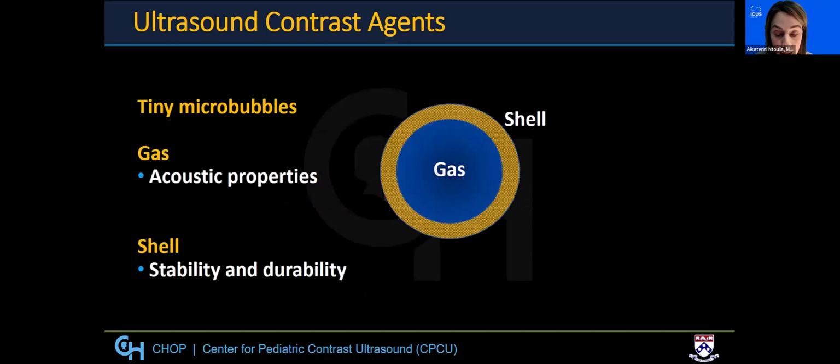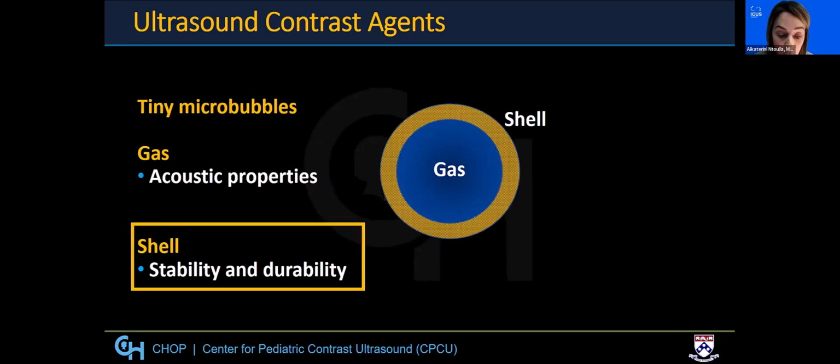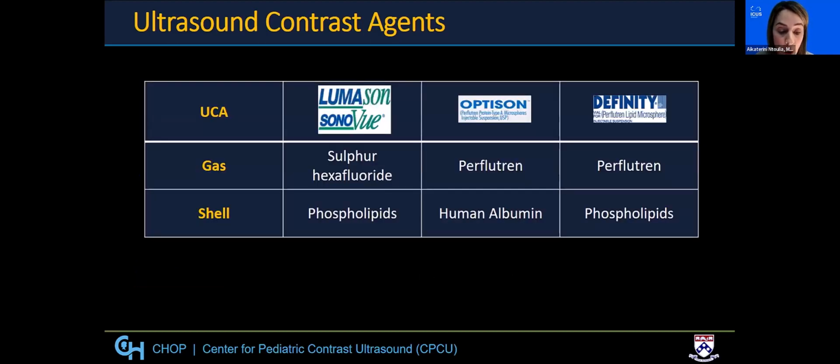The ultrasound contrast agents consist of tiny bubbles of gas stabilized within a thin outer shell. The gas determines the acoustic properties of the microbubbles in response to the sound waves, in other words, how bright the bubbles will appear. The outer shell mainly influences the stability and durability of the bubbles when stress forces are applied, for example, when bubbles pass through the pulmonary capillaries. The combination of gas and shell materials differs depending on the brand of contrast agent.